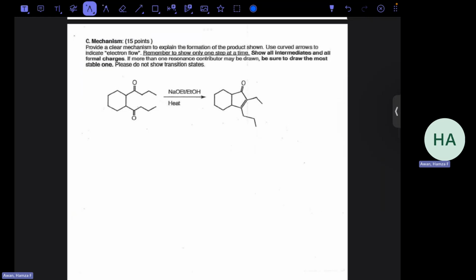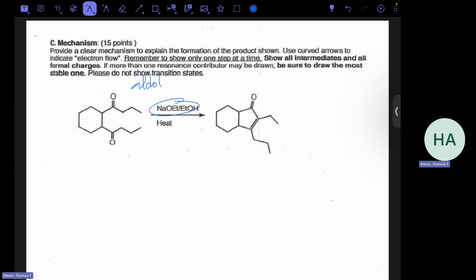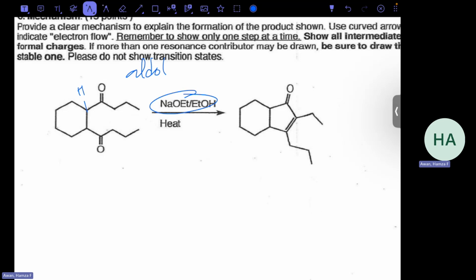Okay. So for the mechanism, we have aldol, right? This is aldol because we have 2 ketones. We'll look at NaOEt and ethanol. This is going to take off an alpha hydrogen, and we are trying to create a cyclopentene right there. My immediate thinking is that we have 2 options: we can take off this hydrogen or this hydrogen.